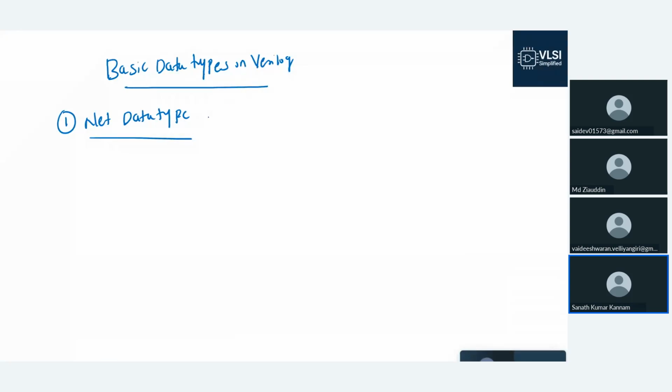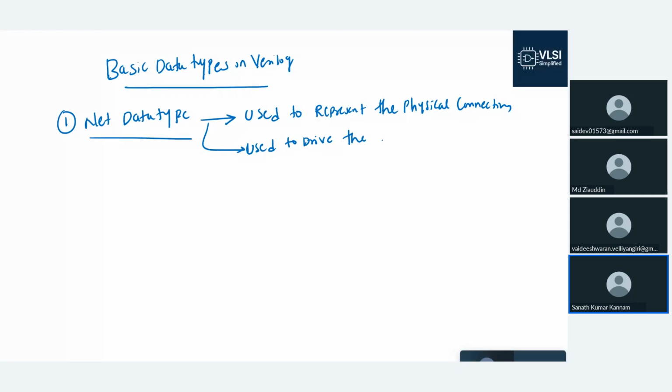So why this net data type? Where are you using it? This is used to represent the physical connection. Okay, so here these will be used to drive the values continuously from the driver.